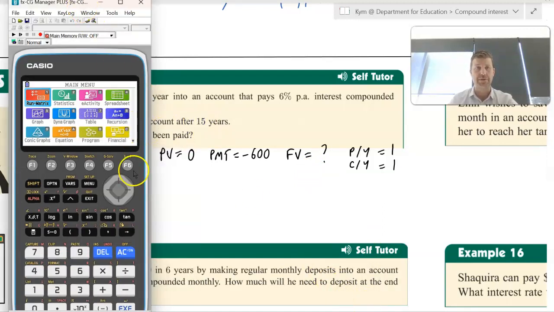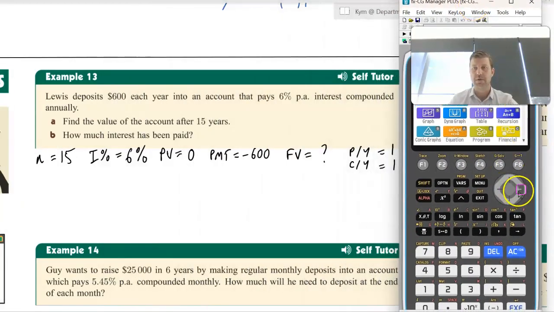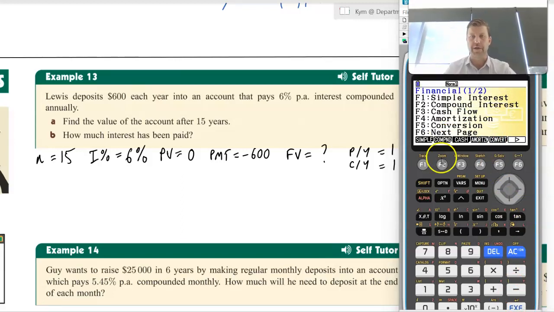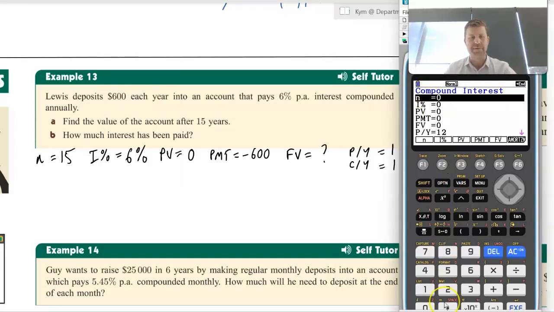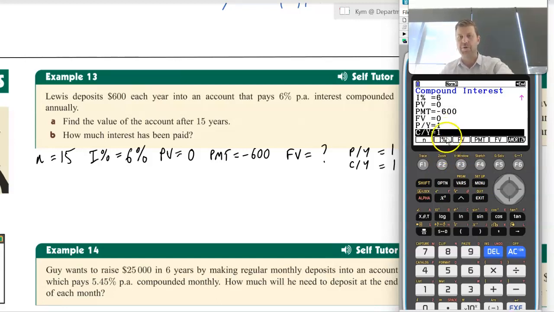So again, we head into the finance function there. And put in those values. So again, in F2, your calculator will be pretty similar to this, even though it may not be exactly the same. So N, as we said, was 15. Interest rate was 6%. The present value, as I said, we're starting with 0. Payments per term, again here, minus 600. Future value is what we're asking it to work out, P/Y and C/Y will both be 1.